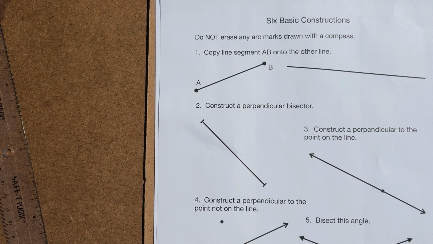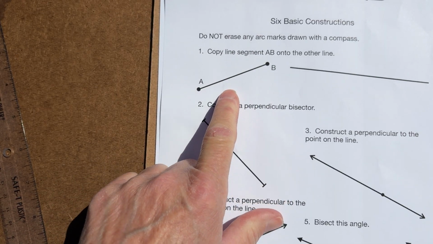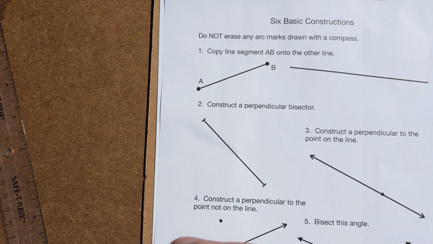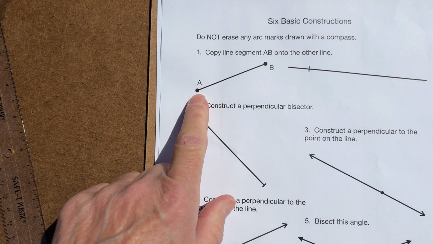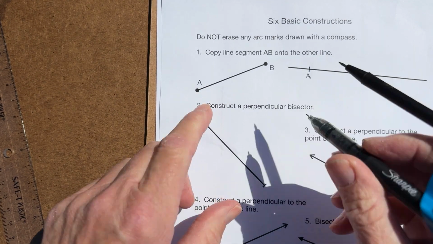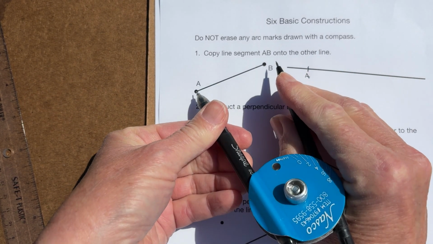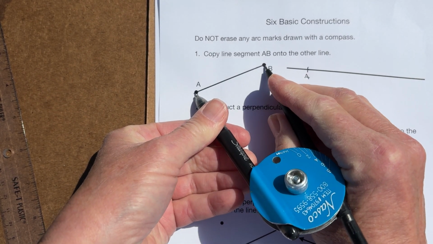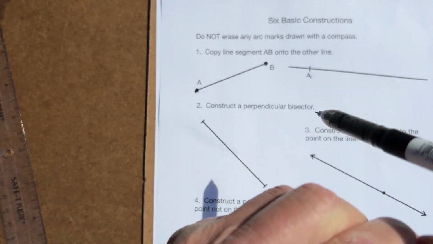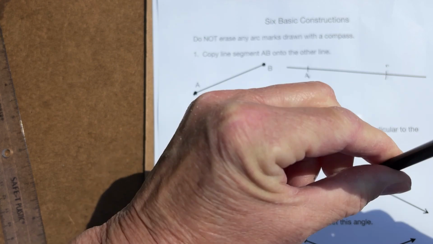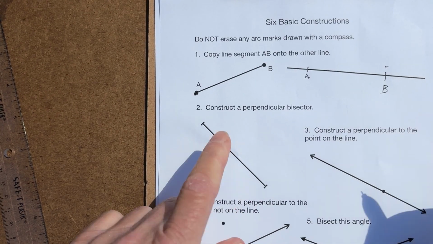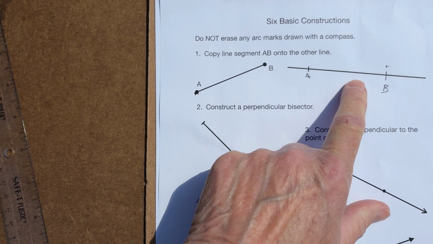6 basic constructions. First one is to copy line segment AB onto the other line. Well, I'm going to pick a point on the line for where I want A to be. So I'm going to mark that A. Now I'm going to measure A to B. Put the stick on A, mark over to B, and I have copied this line segment onto that one.